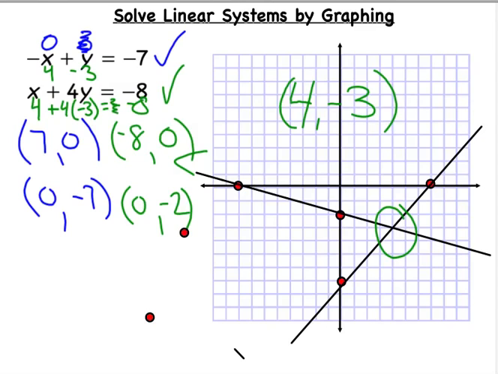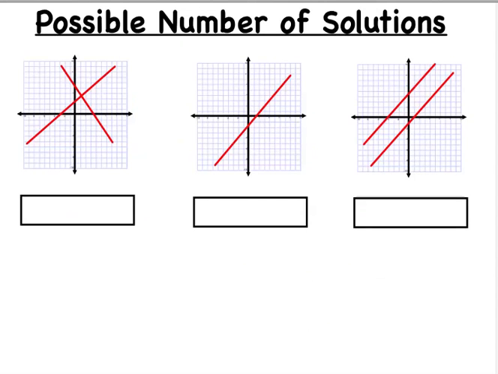So when you graph, you want to double check that the intersection you have actually works. You do that by plugging in the x and y value into both equations and making sure that both work out. All right, so moving on.